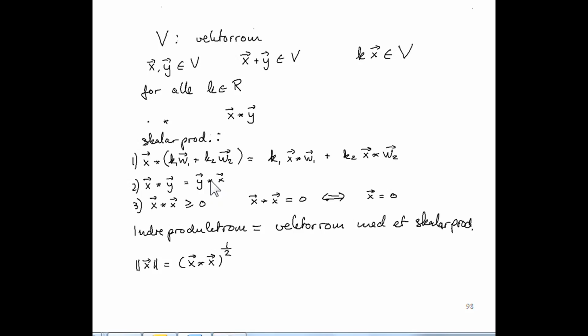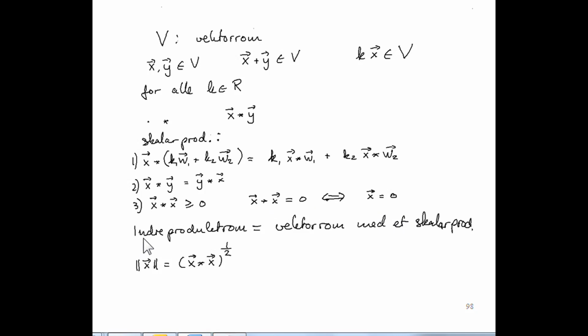And it's also linear in the first variable, due to the fact that we assume that the scalar product is symmetric. Moreover, if we take the scalar product of an arbitrary vector x with itself, we get a positive number. And this is strictly positive if x is different from 0. So the only case when x multiplied with x is 0 is when x itself is 0.